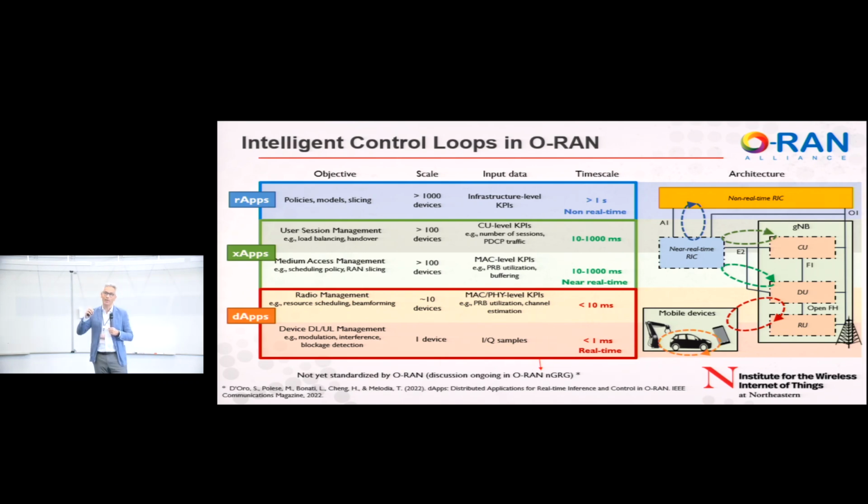dApps are distributed applications that run directly on the distributed unit or on the radio unit that interact with low-level functionalities that require authentic real-time time scales in terms of closing the loop between observing information in the RAN and injecting control actions. And we're looking at timescales less than tens of milliseconds, including authentic real-time, less than 1 millisecond timescales, where you have direct interaction with the IQ samples on the radio access network.